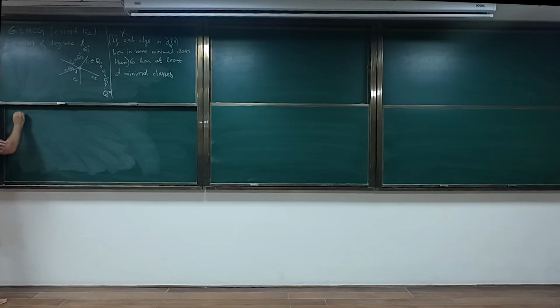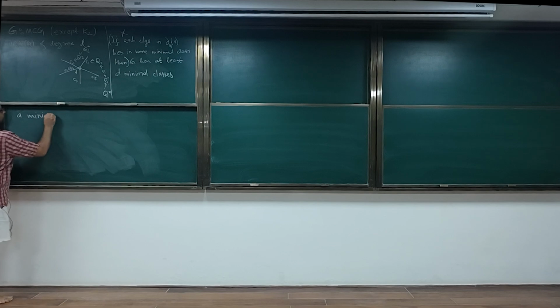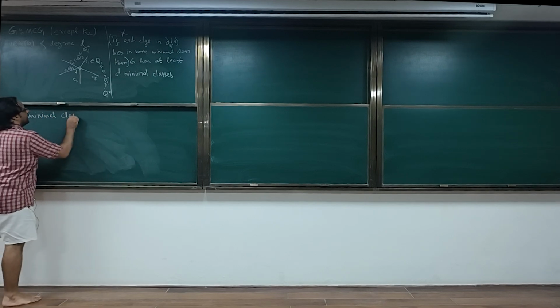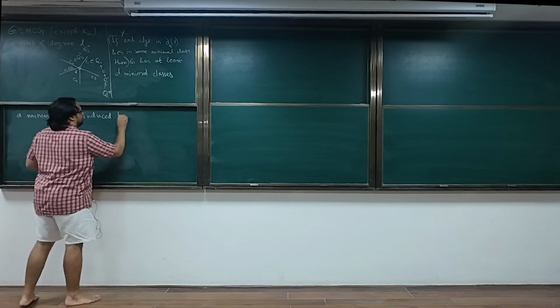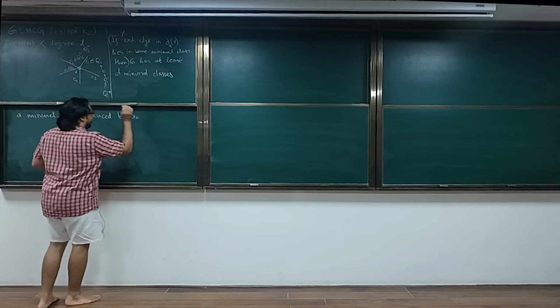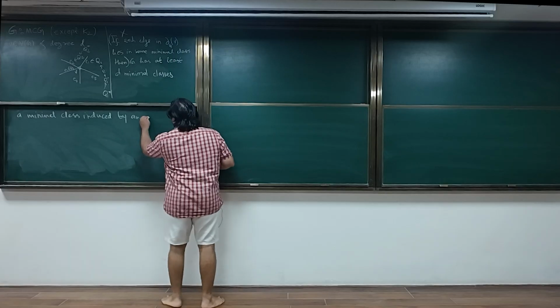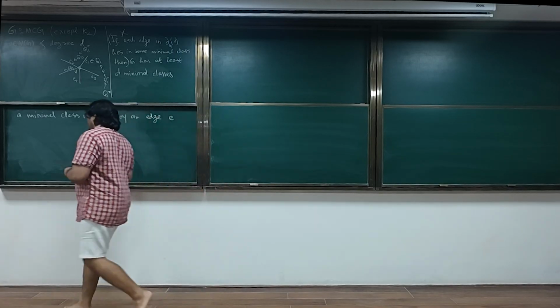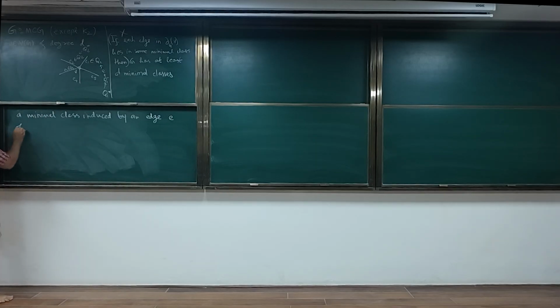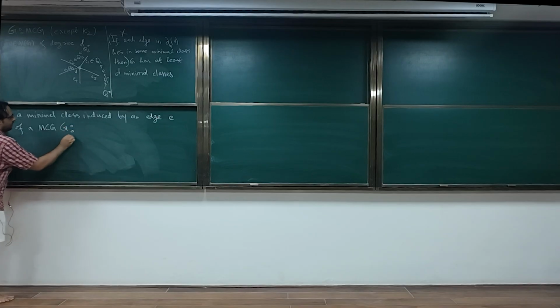Observe that I cannot say "the" minimal class; I have to say a minimal class induced by an edge. This actually is defined in chapter 8, but I did not feel comfortable defining it there. A minimal class induced by an edge E of a matching covered graph G. What is this?